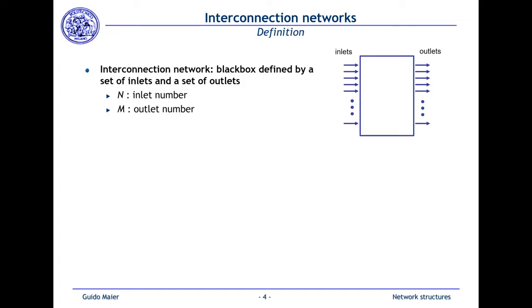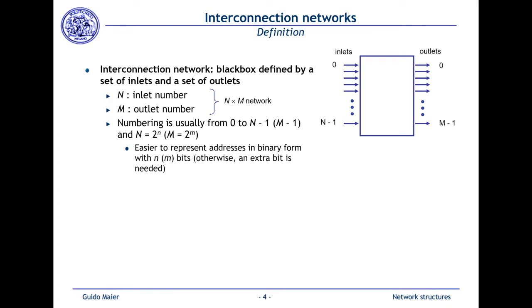The formal definition of this device is quite difficult, but we can think of it as a box, and for now we don't care about what is inside the box. The box has a set of input ports, also called inlets, and a set of output ports, also called outlets. The first parameters that you have to specify are the number of inlets and the number of outlets. This gives you the size of the switching matrix. So we can also say that if n is the number of inlets and m is the number of outlets, this is an n by m switching matrix, or n by m interconnection network.